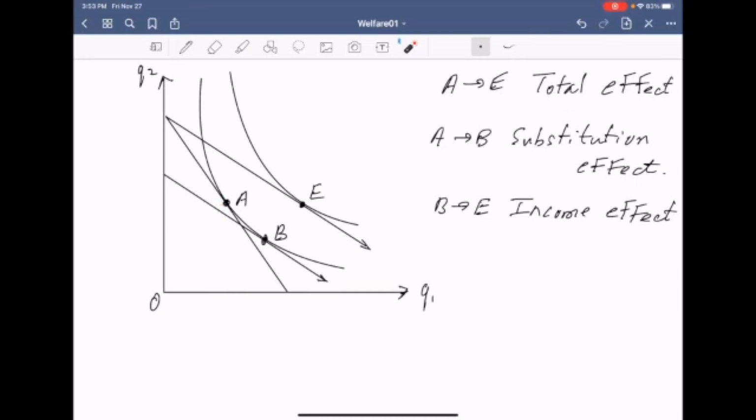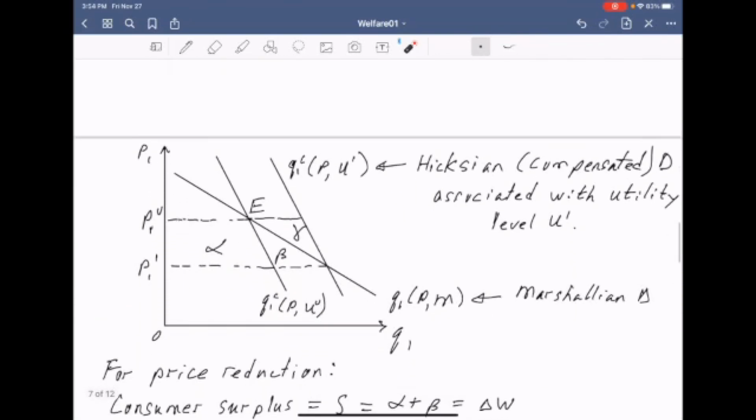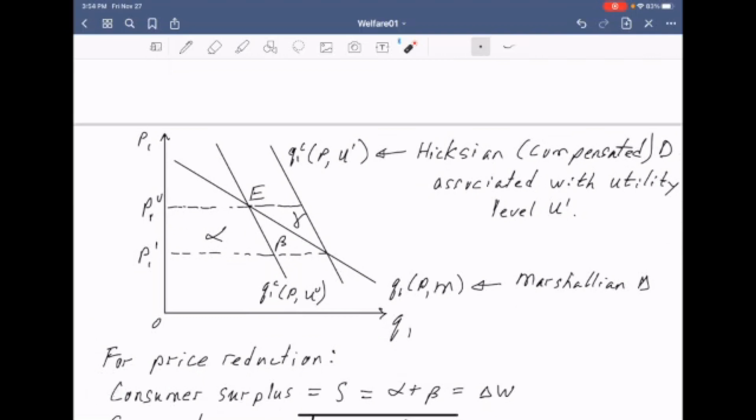We can find the substitution effect by shifting this new price line, slope line, downwards until it's tangent to the original indifference curve. And we find that A to B is our substitution effect and B to E is our income effect. And it's only if we're looking at this shift that the welfare measure would be the same. So let's push that a little further, and we derive these Hicksian or compensated demand functions, which are associated with a particular utility level. So we have a Hicksian demand function, a compensated demand curve associated with U0, and another one associated with U1.